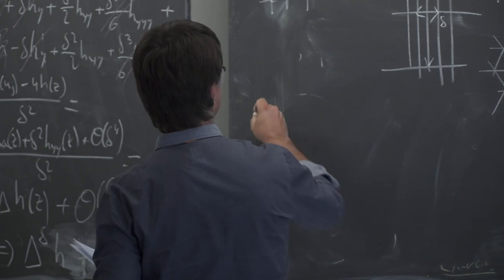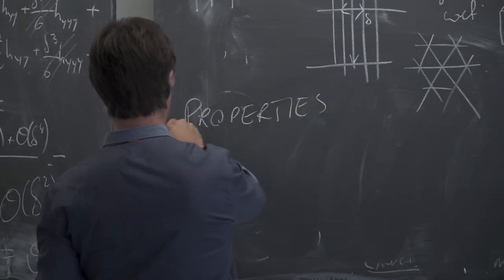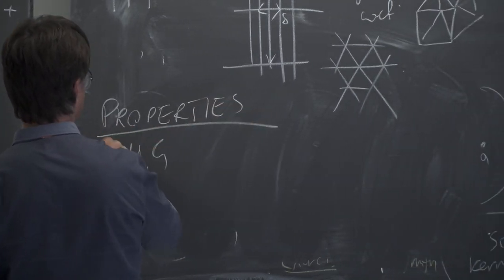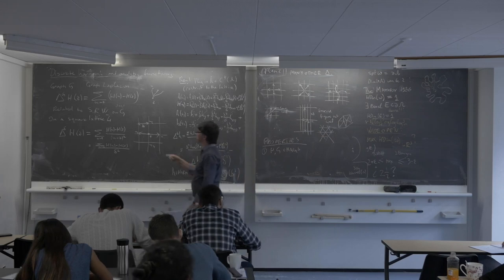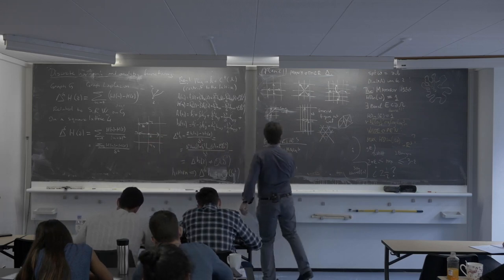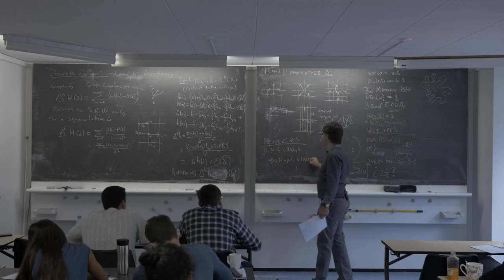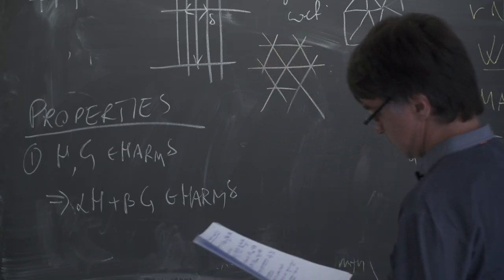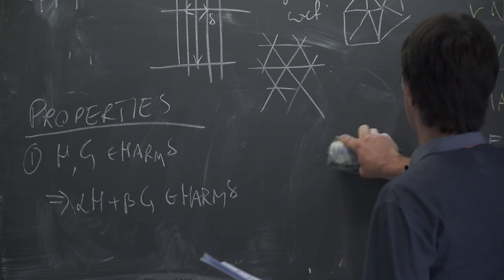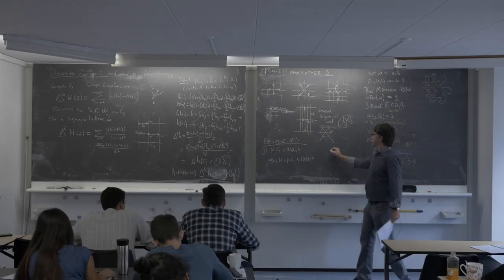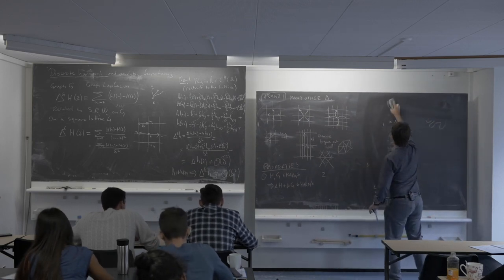So here there are 2 things which are the same: easy properties. If h and g are harmonic, let me write harmonic with subscript delta to emphasize that we live on a lattice with step delta, then alpha h plus beta g is also harmonic. So a linear combination is harmonic. So that's easier. And then the second property is that the maximum principle holds.